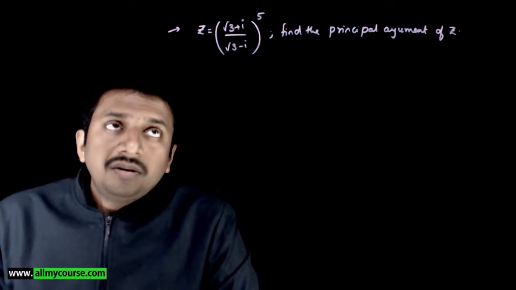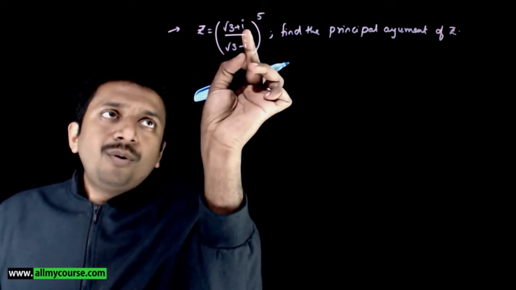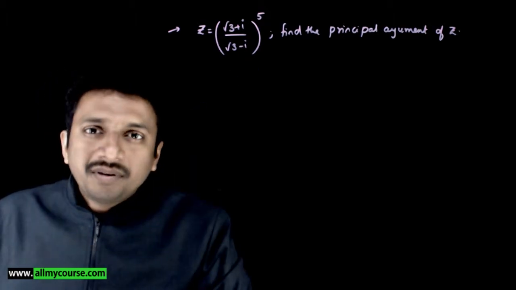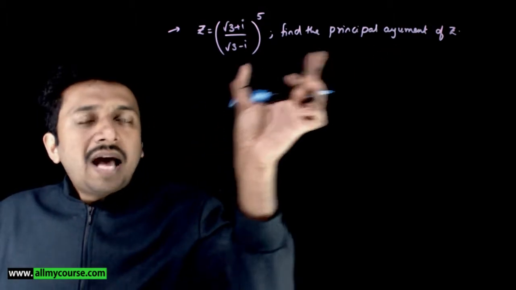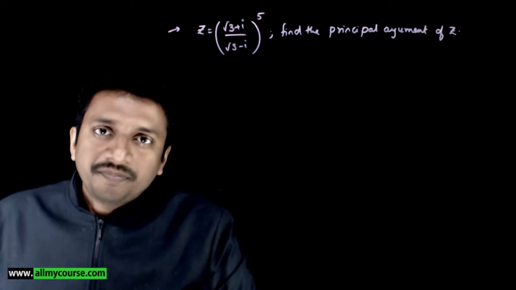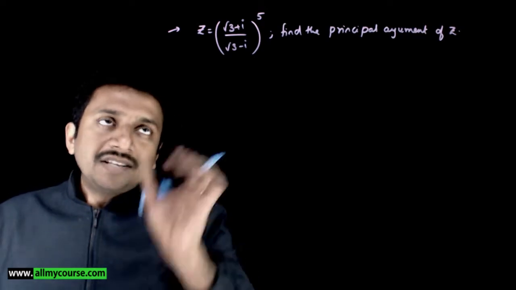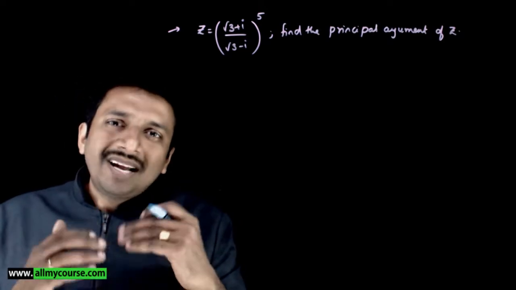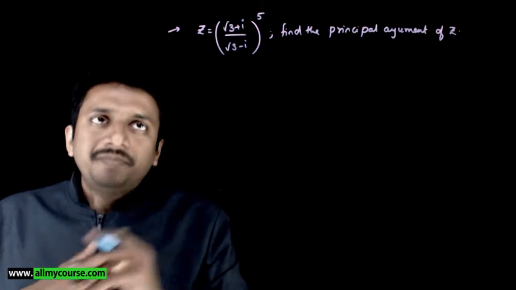So in this question, you're given that z is (root 3 plus i by root 3 minus i) whole power 5, and you're asked to find the principal argument of this complex number. So first, let us try to find the general amplitude of this complex number, and then we'll get the principal argument later.